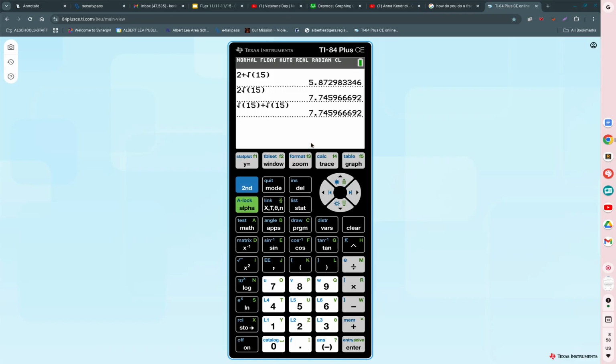Please make sure you put parentheses in the top and the bottom. Parentheses 3x minus 6 divided by parentheses x minus 2. And I'm going to choose to zoom as a decimal. I'm going to zoom number 4. When I do, I look at that graph.